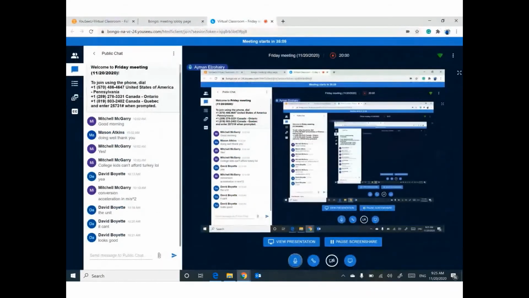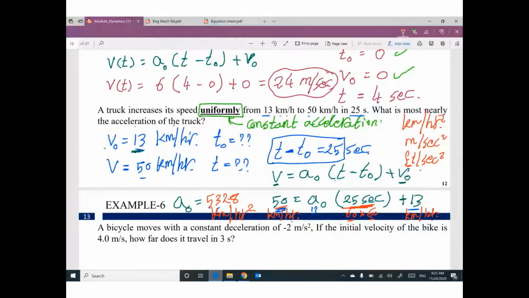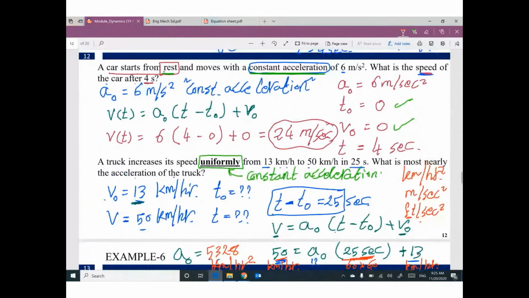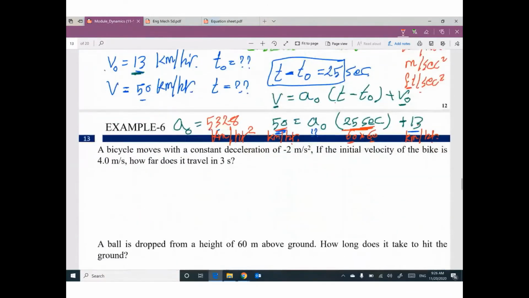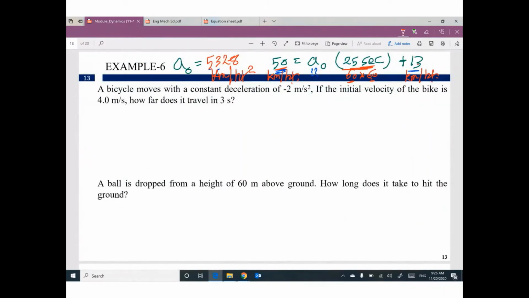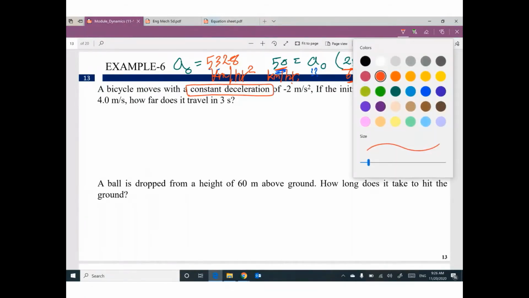That makes sense? Okay. So the key to start this kind of problem is to figure out that you are talking about constant acceleration. You should search for a key indication. The problem here clearly said constant acceleration. For this one, we have the term uniformly. One more example. We have a bicycle that moves with a constant acceleration. Perfect. So this term is very clear.